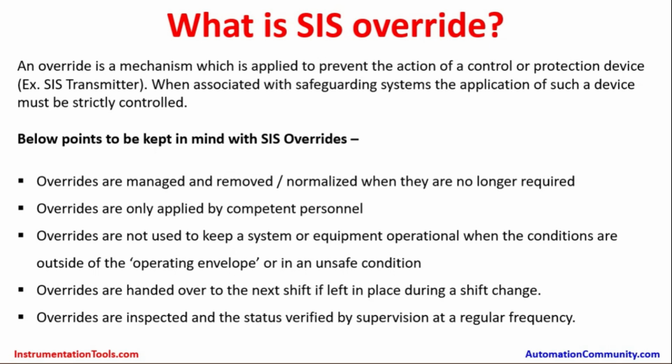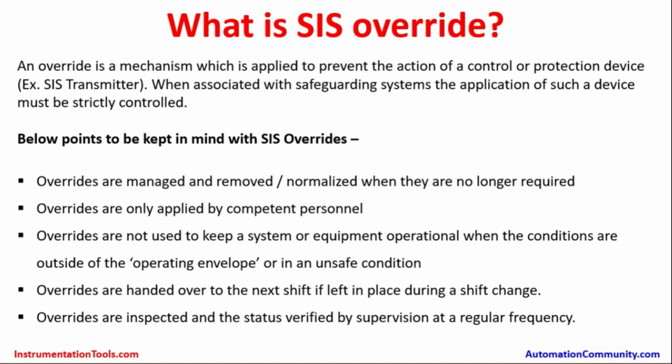What is an SIS override? An override is a mechanism which is applied to prevent the action of a control or protection device, for example an SIS transmitter. When associated with safeguarding systems, the application of such a device must be strictly controlled.